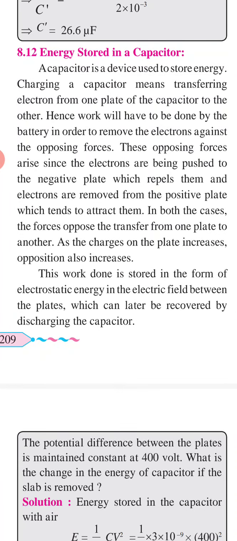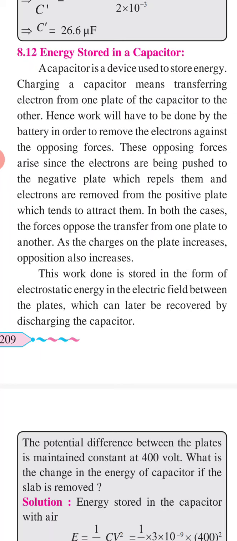A capacitor is a device used to store energy. Charging a capacitor means transferring electrons from one plate of the capacitor to the other. Hence, work will have to be done by the battery in order to move the electrons against the opposing forces. These opposing forces arise since the electrons are being pushed to the negative plate, which repels them, and electrons are removed from the positive plate, which tends to attract them. In both cases, the force opposes the transfer from one plate to another. As charge on the plates increases, the opposition also increases.